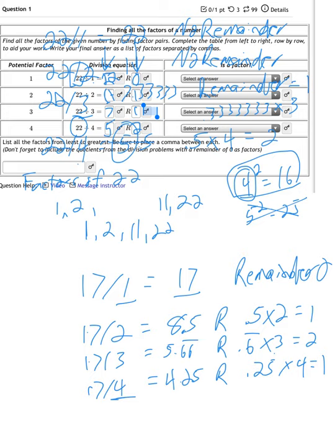So you notice they all have remainders. What that tells you is that 17 is prime. The only factors are 1 and 17. Hopefully this helps clear up these problems, and take a stab at it and see how it goes.